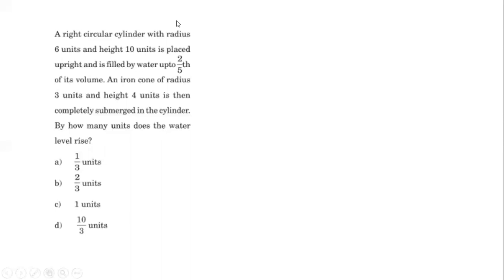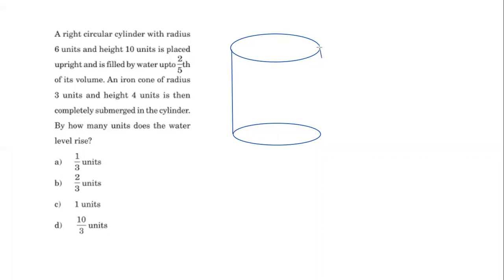In this particular question, a right circular cylinder has a radius of 6 units and a height of 10 units, and is placed upright. If I take a cylinder something like this, you have to understand the figure and what is actually happening in the question. That's a very good question. So we have a cylinder, the radius is 6 and the height is 10.